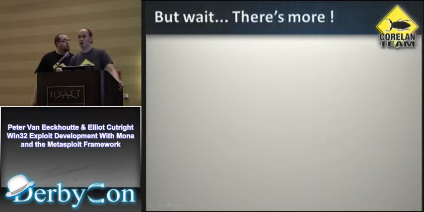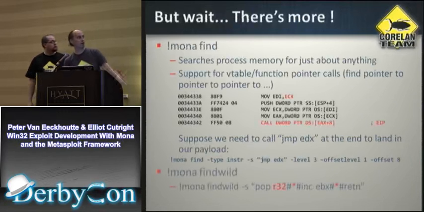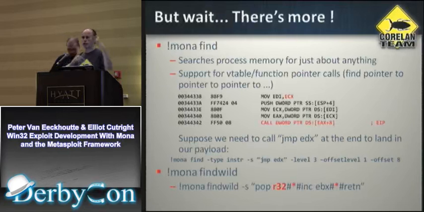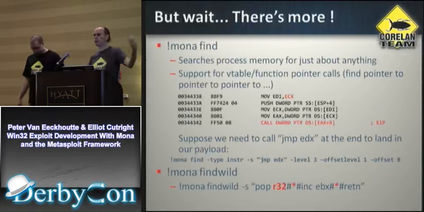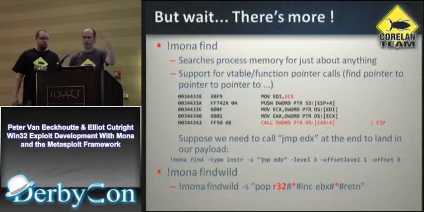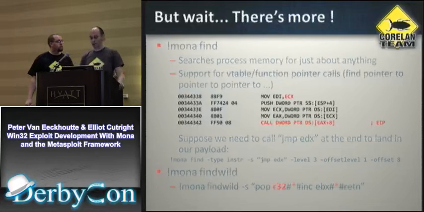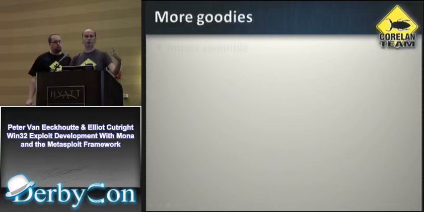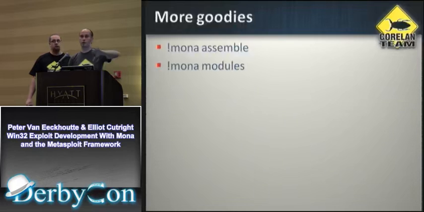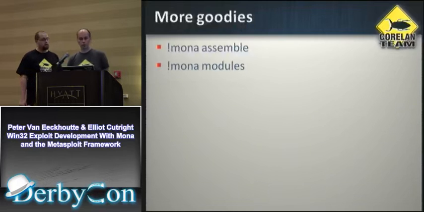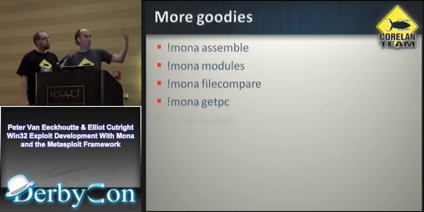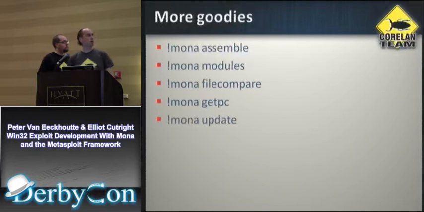There are also some nice find functions that you can use to do recursive searches for pointers that will help you write exploits for vtable and function pointer overrides. That's kind of neat. And some other functions, like you can assemble instructions to opcode. You can look for the modules that are loaded in the process and see all the module properties. All kinds of stuff that you can do with Mona.